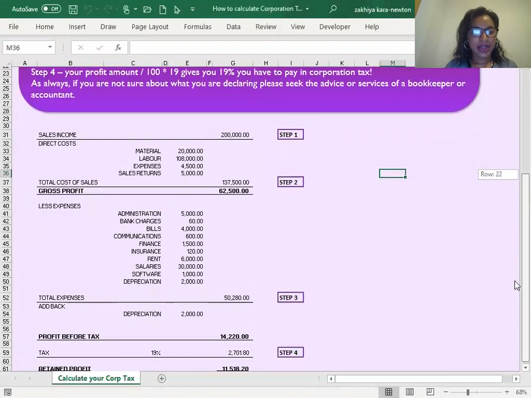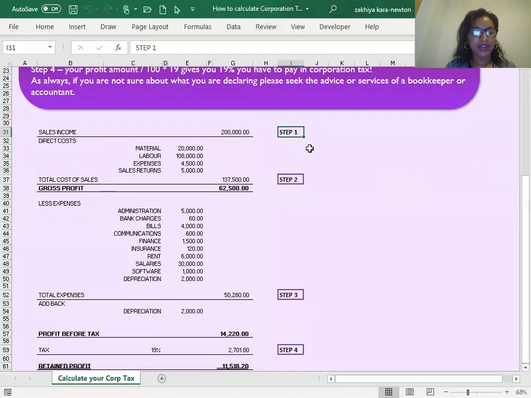So let's take a look at an example. Step number 1 over here is the total sales income. In this example, it's £200,000. Now, if you've been following any of my previous videos, you would have seen sales forecast. So if you're doing a sales forecast and then you're updating it month by month as time goes on, putting in your actual figures as opposed to leaving in your budgeted figures, then that total at the end of your period or your year will be your sales income. You just put that figure in here.